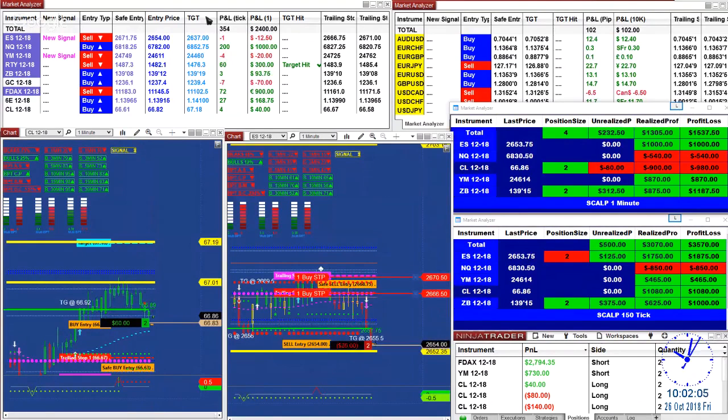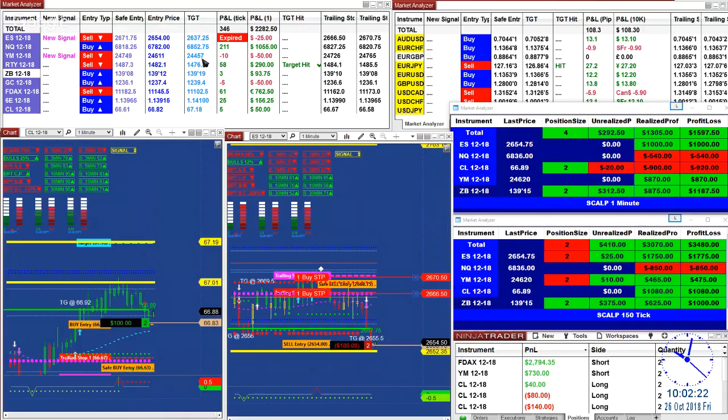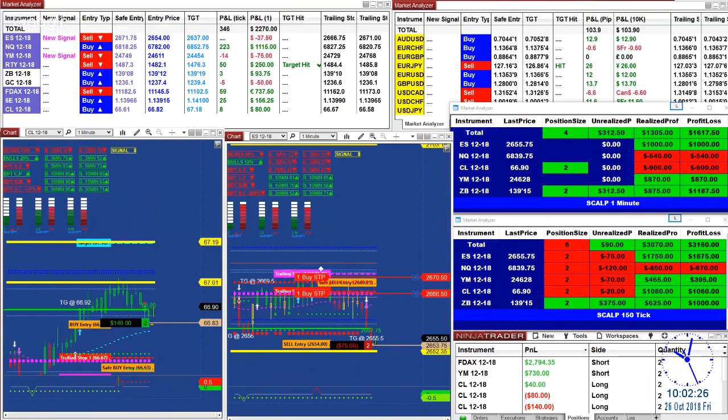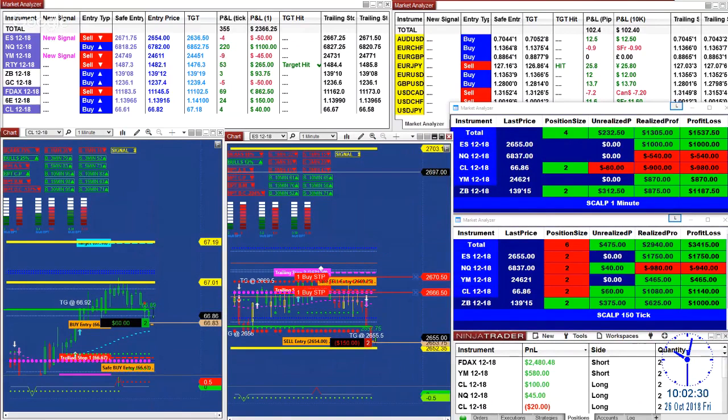Okay, we have new signals. ES entry price 654, target 637. The auto trade already took it. We have a new signal on the YM. New entry 24611, target 4457. So those are the new signals coming out, and you gotta be careful.